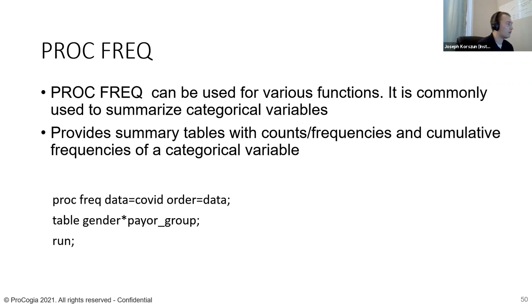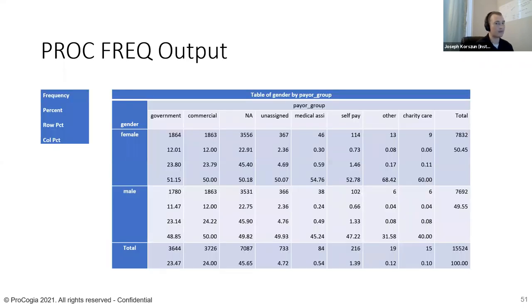So for this example, I've just written this little code of PROC FREQ. We're referencing our COVID data set and we're just ordering that by the data that we have. The table and tables references are used a little bit interchangeably, but for this example, we're just doing gender by payer group, and then we're just performing that execution. This is kind of what the output would look like without any title. So you can see we have our frequency, percent, the row percentage, and our column percentage, from our payer group relative to the gender. And then you can see we have subtotals on the bottom as well.